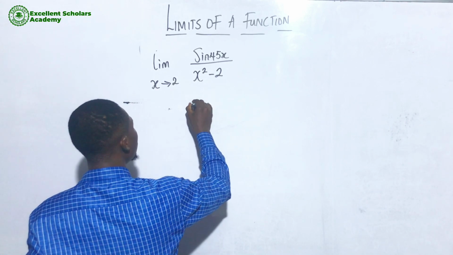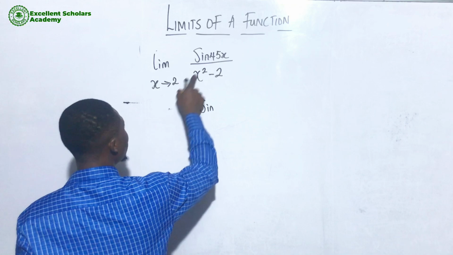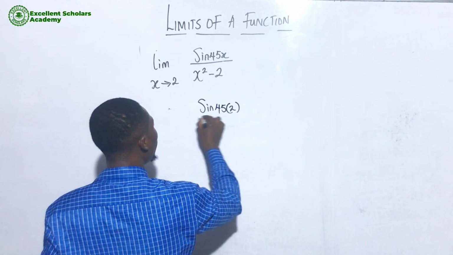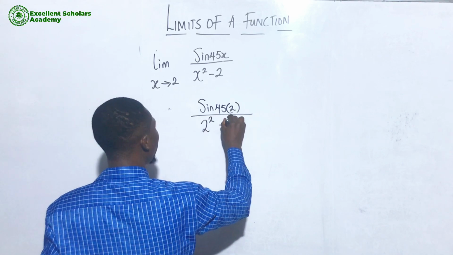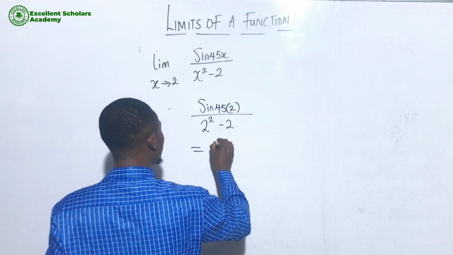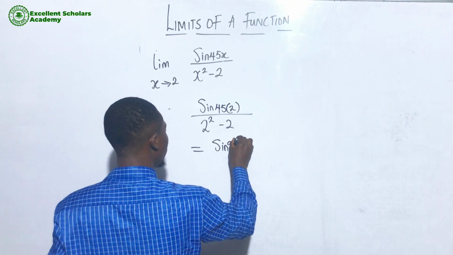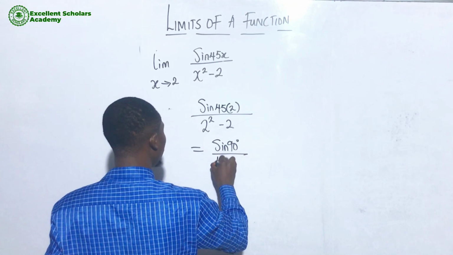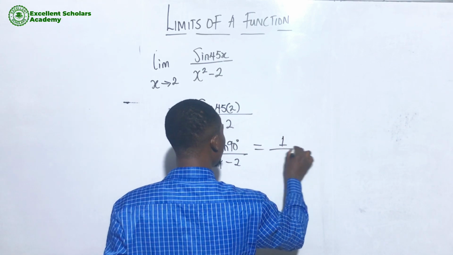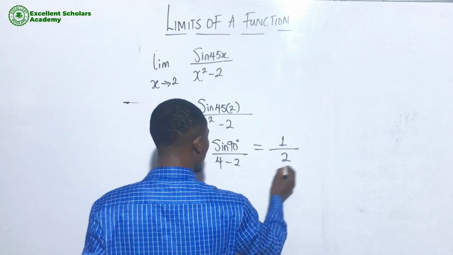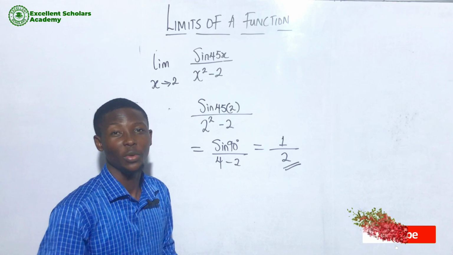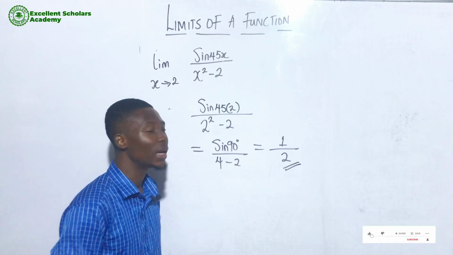Okay, let's make a substitution. So this becomes sine, let's take the limit as x tends to 2 in this. Let's make the substitution. This is sine of 45 times 2 over 2 squared minus 2. So this gives us 45 multiplied by 2, that's sine 90 degrees, over 2 squared, which is 4, minus 2. Now sine 90 is 1, over 4 minus 2 which is 2. So our final answer is 1 over 2, or 0.5, any of the choices. So that's the answer to that.